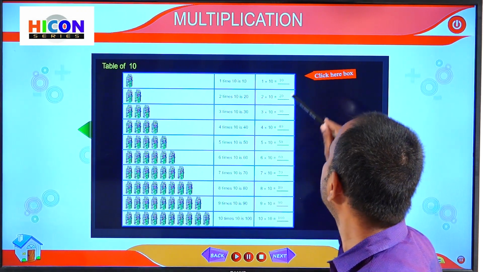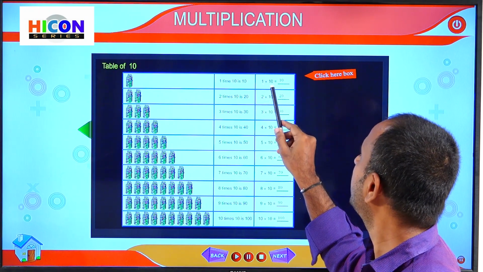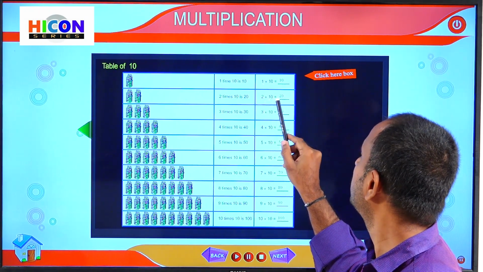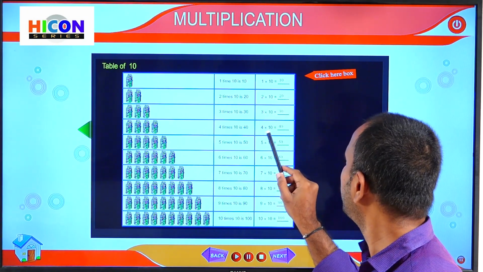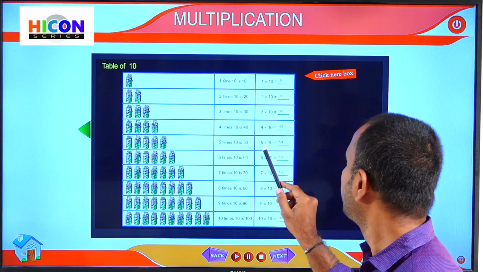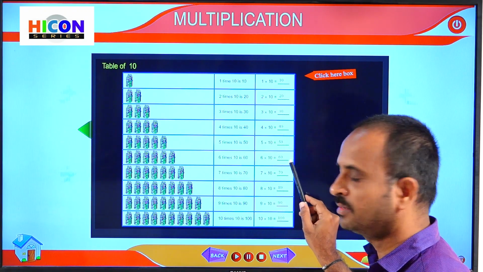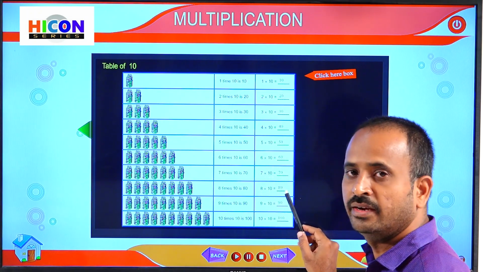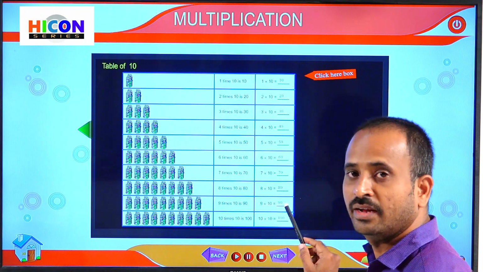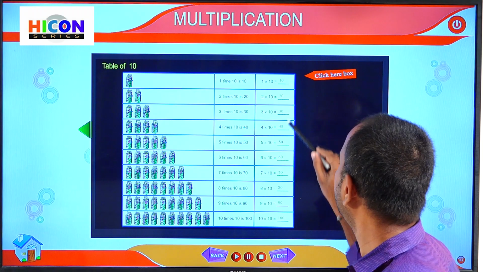So children, this is the table of 10. So let us read the table of 10. 1 ten is 10. 2 tens are 20. 3 tens are 30. 4 tens are 40. 5 tens are 50. 6 tens are 60. 7 tens are 70. 8 tens are 80. 9 tens are 90. 10 tens are 100. So this is the table of 10.